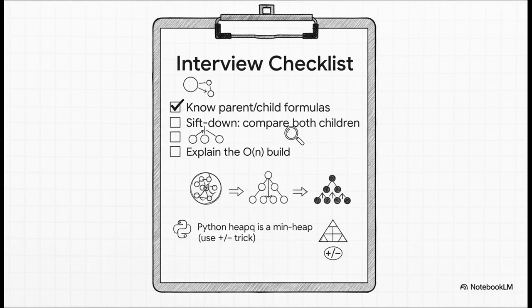Okay, so let's boil it all down. Here's your interview checklist. First, know those parent-child formulas like the back of your hand. Second, when you're writing that sift down function, please remember to compare both children to find the smaller one before you swap. That's a super common mistake. Third, be ready to explain exactly why the heap build is O(n). That'll really impress them. And a little practical tip, if you're using Python, the heapq module is a min heap. If you need a max heap, just push the negative of your numbers onto it. It's a clever little hack.